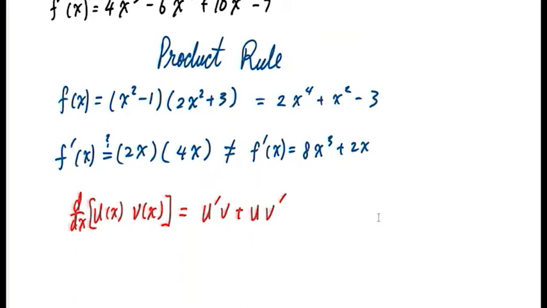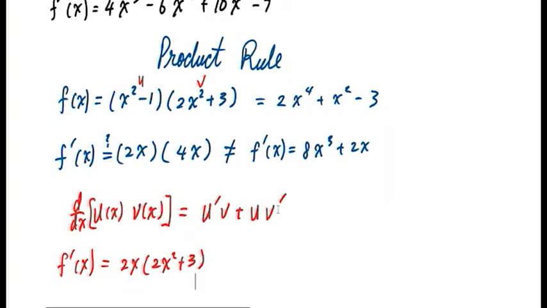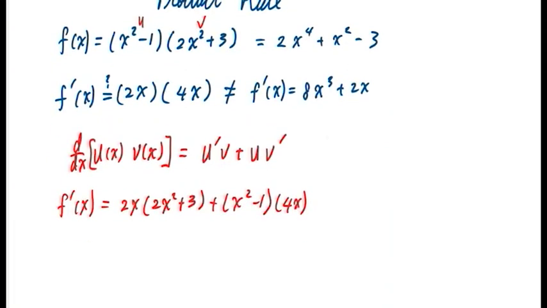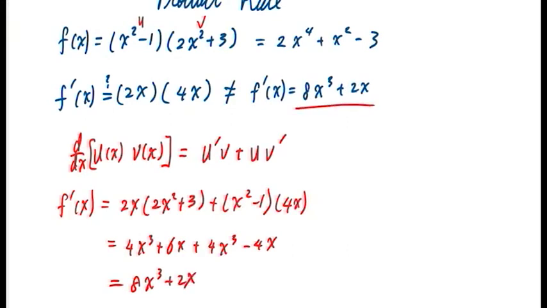Okay, so let's learn how to use it, shall we? This function right here is u, x squared minus 1, and this is v. So f prime of x here is, first we have u prime v. So the derivative of that thingy, which is 2x, times v. Good. And then we have u v prime. So plus x squared minus 1, and v prime is 4x. Okay, just to verify, we're going to multiply this out. So we have 4x cubed plus 6x plus 4x cubed minus 4x, like terms, 8x cubed plus 2x. And that's exactly the same thing as this. You see how the product rule works?